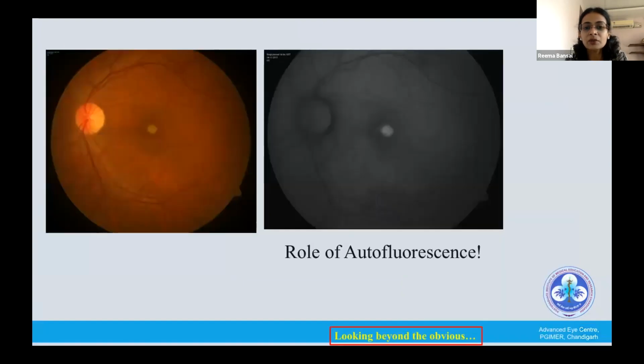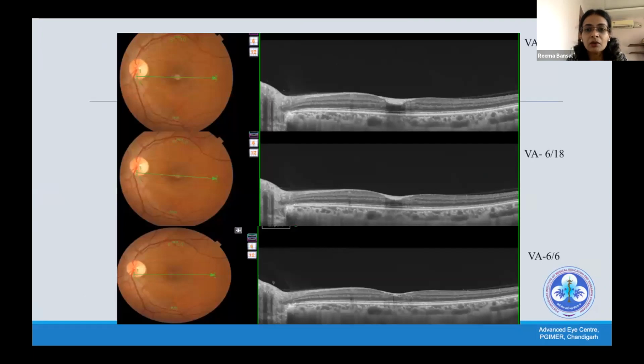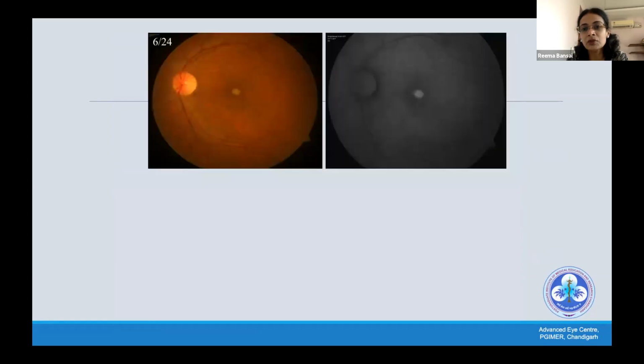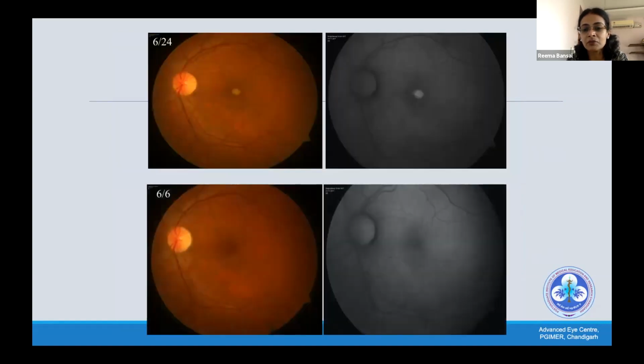So here we do the autofluorescence, and this is what tells us what is going on. A hyper-autofluorescent lesion in the fovea tells us this is nothing but an altered pre-retinal bleed because of thrombocytopenia that the patient had. And all that we had to do, we didn't have to give any treatment to this patient, just observed him, the vision coming back to 6/6 in a couple of weeks, and the OCT showing resolution of this altered blood. This was the autofluorescence at baseline, and at repeat at follow-up when the vision was 6/6, you can see a normal autofluorescence.